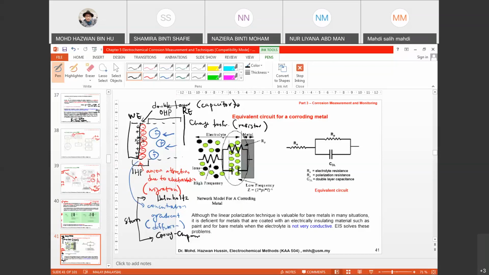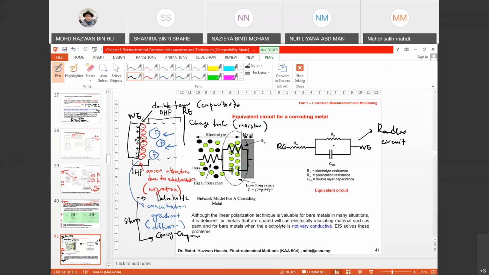So this is basically a simple model to explain the concept of corrosion of metal in electrolyte. A very simple one, without any coating or without anything. And this model is known as the Randles circuit design. So this one is WE, and this one is actually your reference electrode.